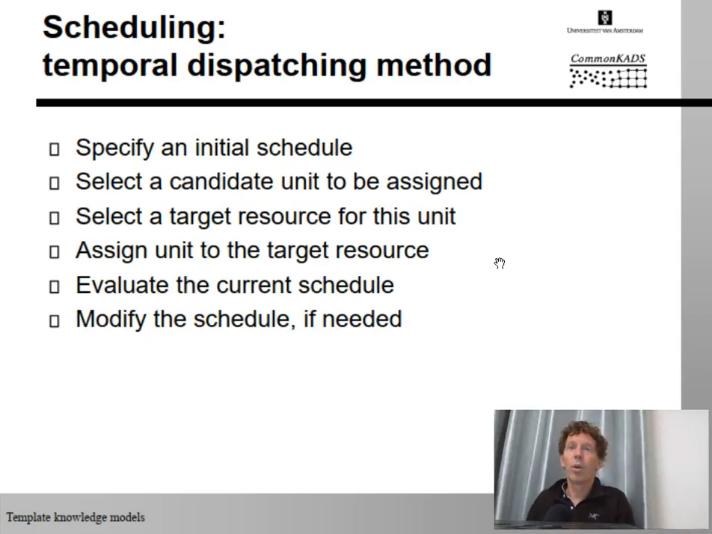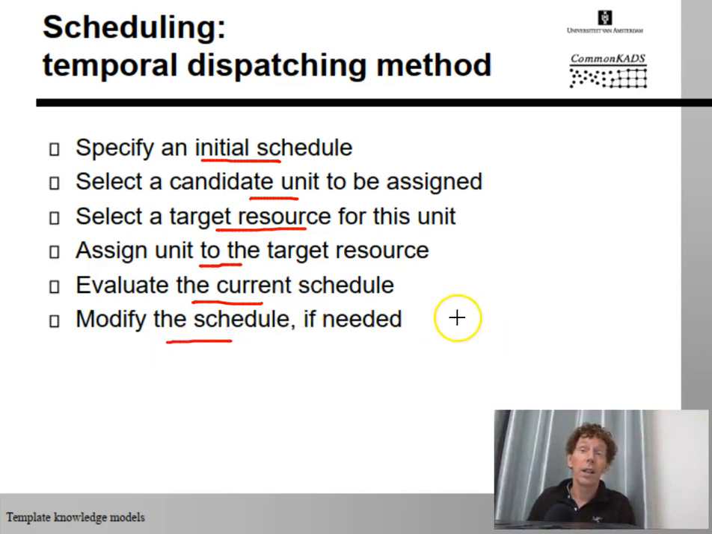So a simple method for this would be you start with an initial schedule, right? Then you select a candidate unit to be assigned to the schedule. You select a target resource for the unit. You assign it. You evaluate if you still satisfy all the requirements, and if needed, you modify. If no modification is needed, you continue with this loop.